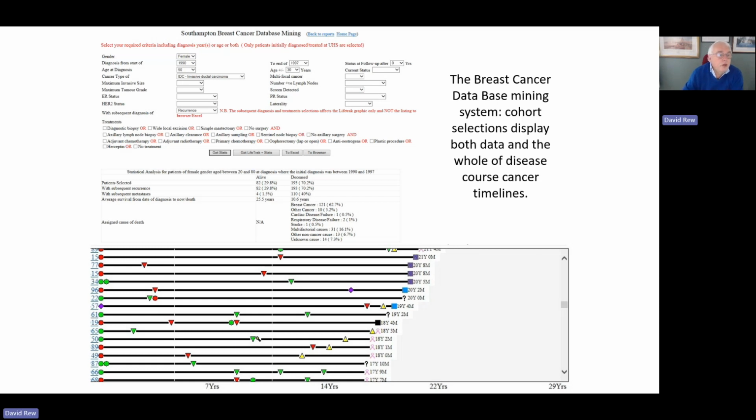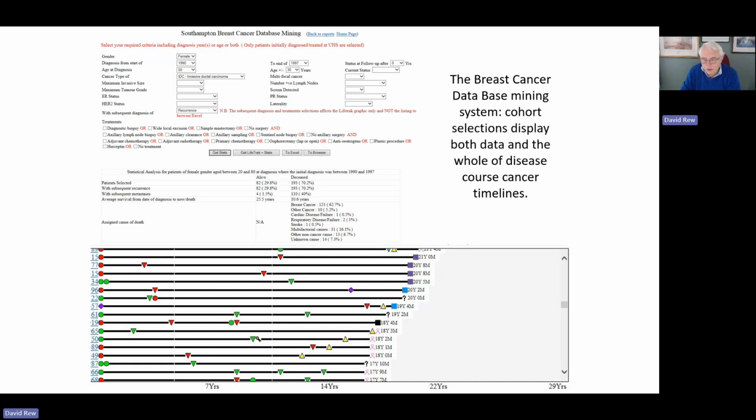From this data set, you could specify any cohort of patients by a whole series of different factors, whether it's pathology or treatment, and by just setting those in and pressing replay, you pull up very rapidly a data set on those patients. But also we were able to display all of the timelines for all of the patients in that cohort. So you could then read the timeline, you could very quickly identify data entry errors.